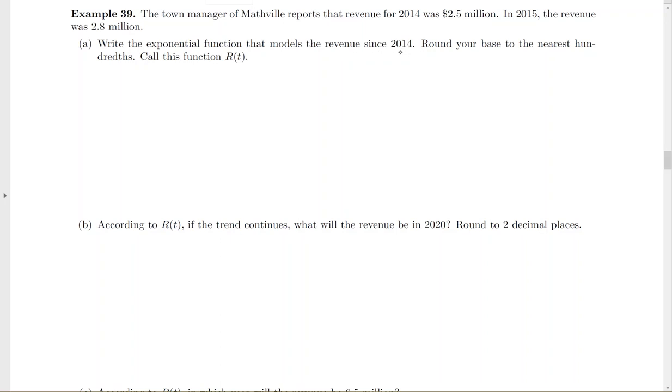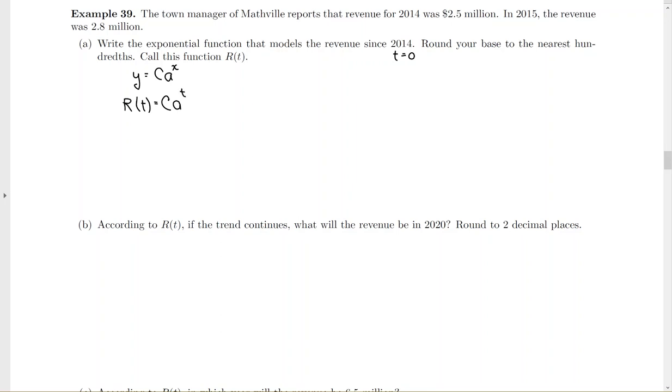So 2014 is like my initial time. That's my beginning time. So that's my t equals 0. Round your base to the nearest hundredths. So when we figure out the function, our a value is going to be rounded to 2 decimal places. So we're going to start out with our basic formula, y equals c a to the x, keeping in mind, though, that we're using R of t as our output, and our input variable is t.